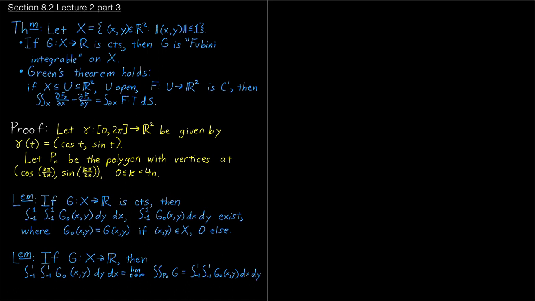And therefore, we must have the two integrals in the two directions are equal, and therefore these two lemmas prove the Fubini integrable part of our theorem. It is also saying something about the Green's theorem part of our theorem. It says that this integral over x, we can write that left-hand side as a limit of the integral over the Pn's. So to prove Green's theorem in the circle, you just write, we just proved this lemma.